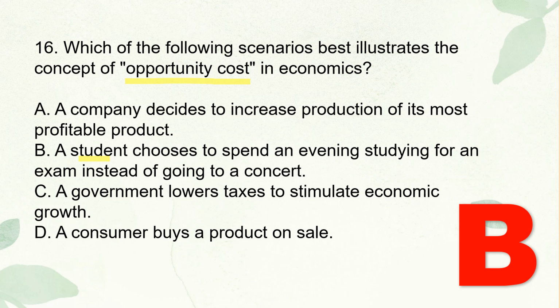Letter A is incorrect because it describes a business decision but doesn't clarify or illustrate opportunity cost. Letter C relates to macroeconomic policy decisions. And letter D relates to consumer behavior and purchasing decisions but doesn't directly show opportunity cost. So letter B is the best answer.